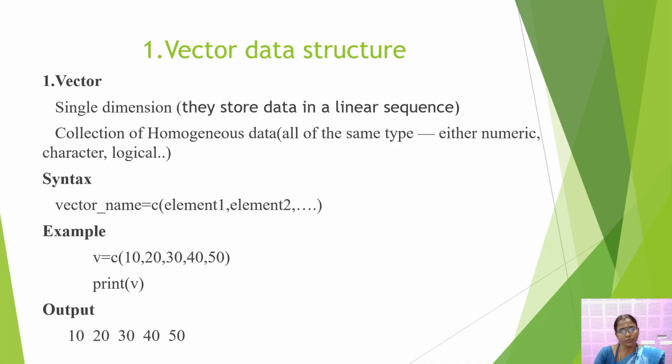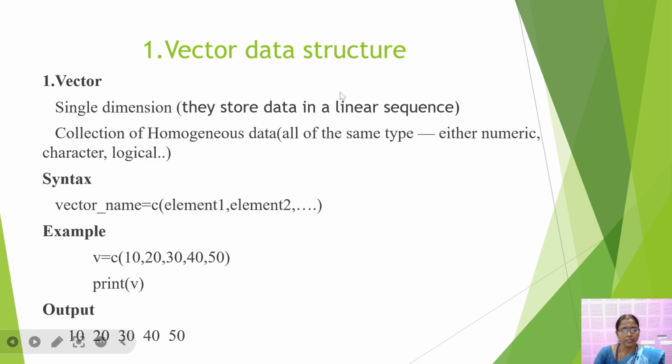The general syntax for defining a vector is to use the c function to define one vector. Within the function, you have to represent the elements: element 1, element 2, and the needed elements can be represented within the opening and closing brackets. All the represented elements are stored in the vector name.